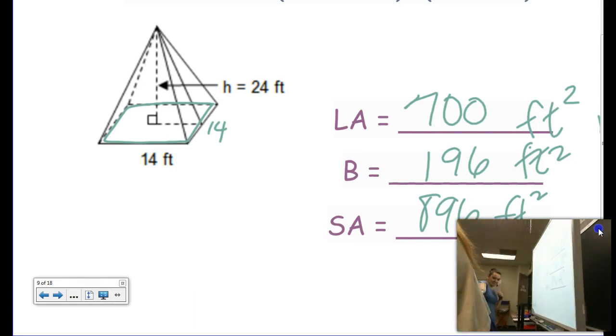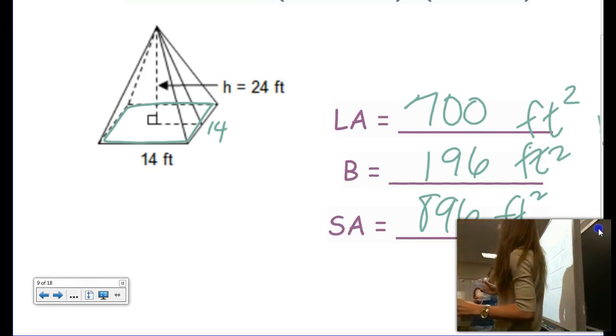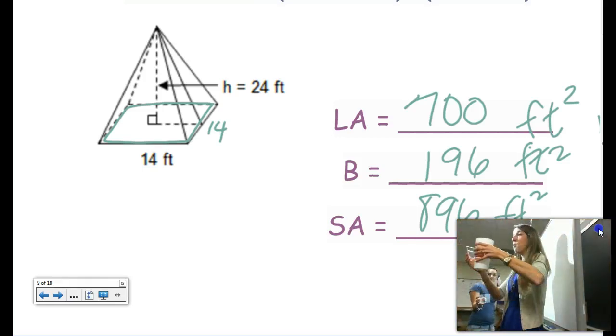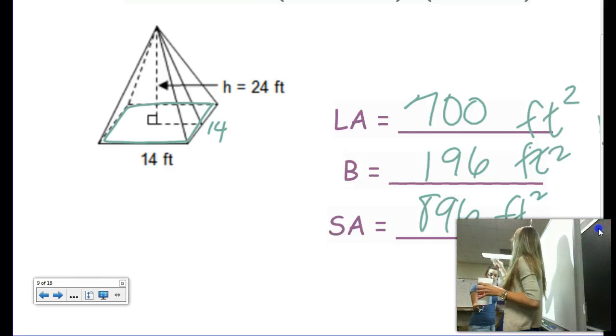So, for our demonstration, I'm going to fill this up with water and pour it into here, and we're going to see how many times it takes to fill this prism up with my pyramid. These have the same base and the same height. That's important, or else this experiment would be no good.